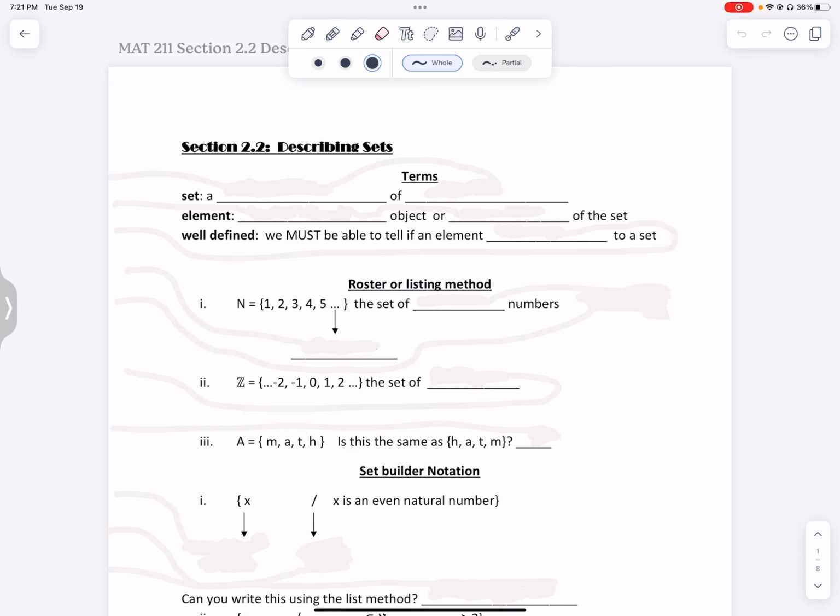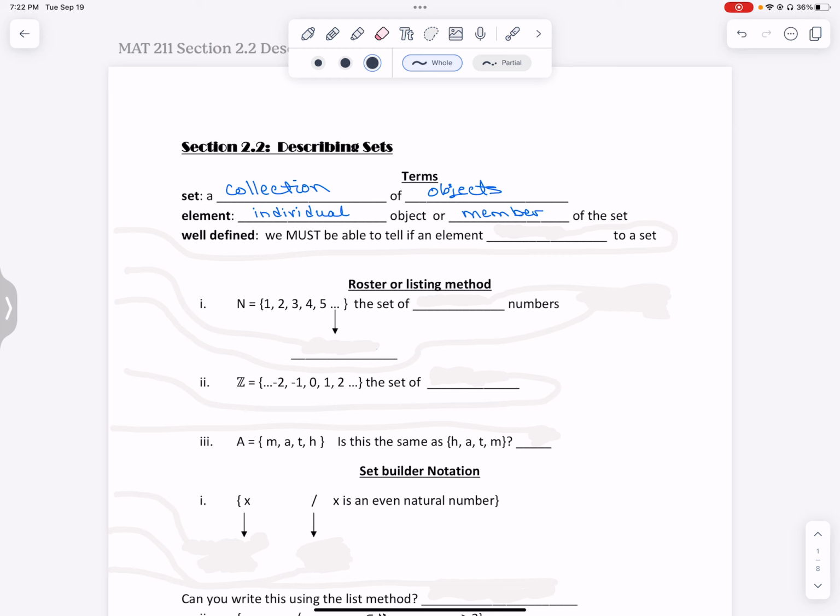So in this section of chapter 2, we're going to be talking about specific sets. So we need to define what a set is. A set is just a bunch of stuff or a collection of objects. And an element is just an individual object that's in that set, an individual member of that set.